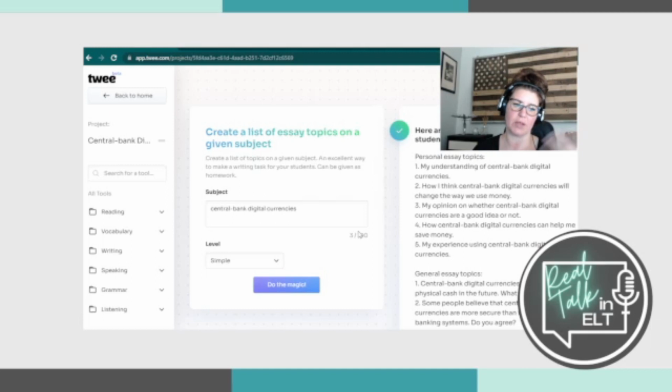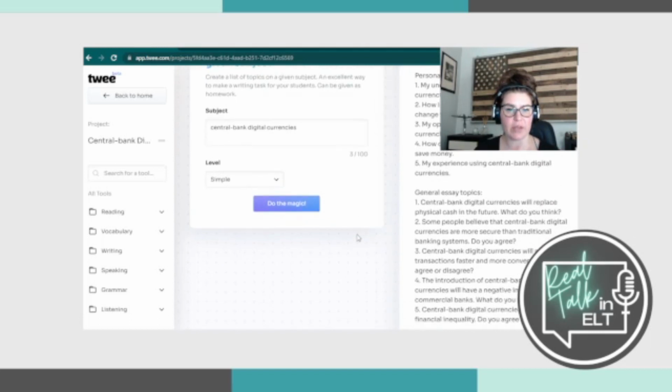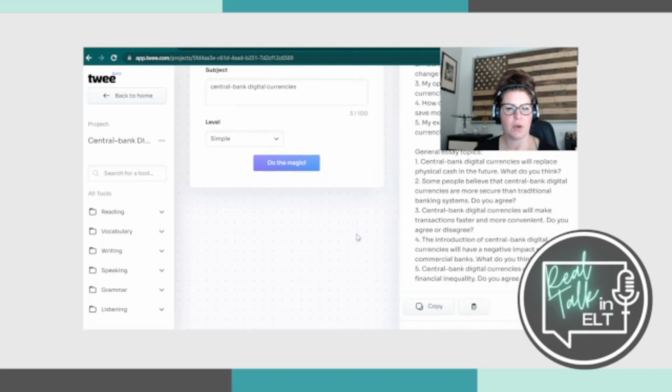I mean, it's kind of like if you want them to write their own opinion essay and then justify their opinions with their experiences, great. Then there's general essay topics. Central bank digital currencies will replace physical cash in the future. What do you think? Some people believe that central bank digital currencies are more secure than traditional banking systems. Do you agree? Central bank digital currencies will make transactions faster and more convenient. Do you agree or disagree? And the introduction of central bank digital currencies will have a negative impact on commercial banks. What do you think? And finally, central bank digital currencies will reduce financial inequality. Do you agree or disagree?